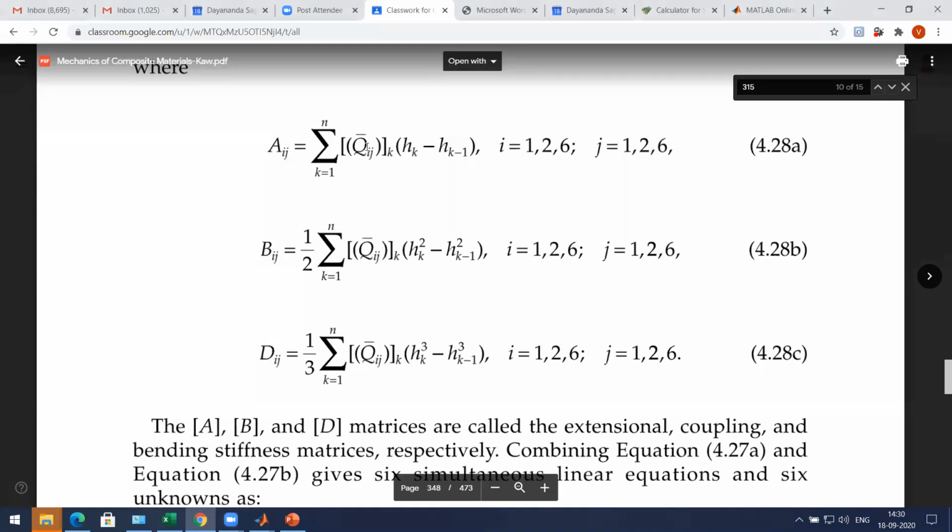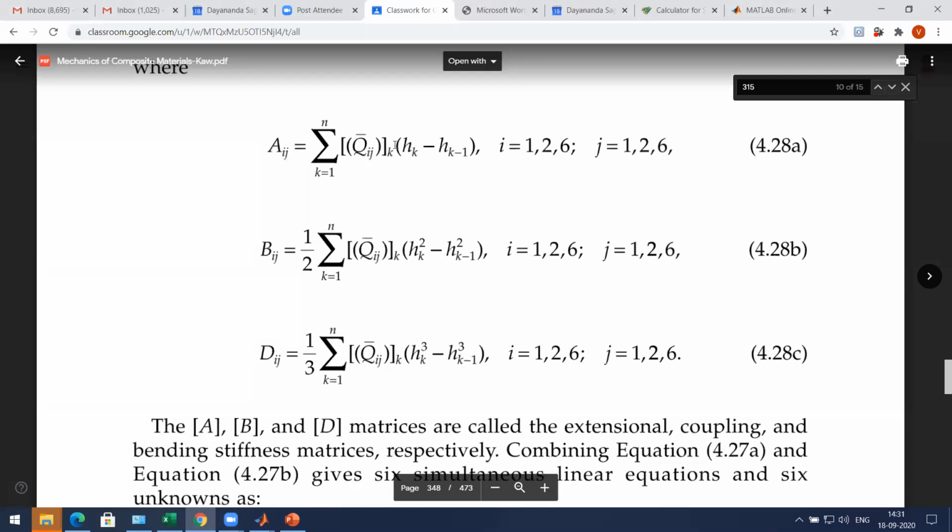See, this is Q bar, multiplied by the thickness, summation of all the layers. This is for the composite laminate. Now, for an isotropic material, there is nothing like Q bar. Q bar is equal to Q. Here you have to just put Q, and then multiply with the thickness. Then you should get the A matrix.